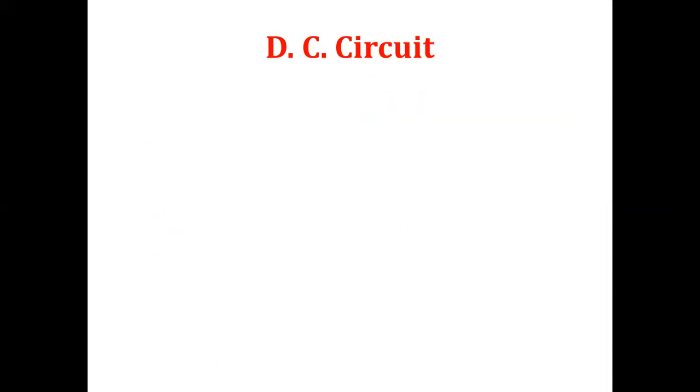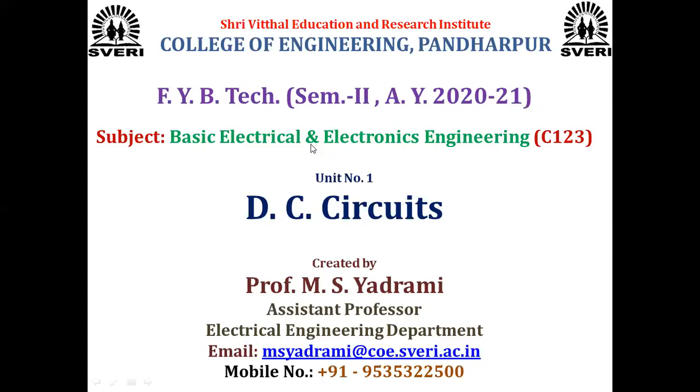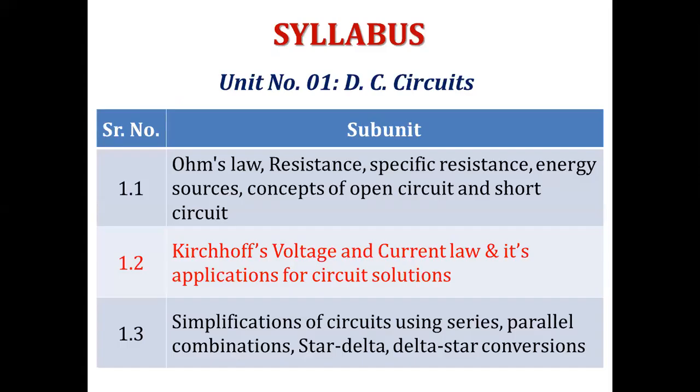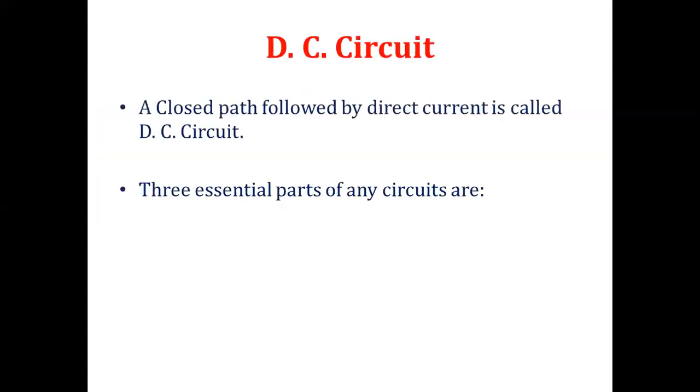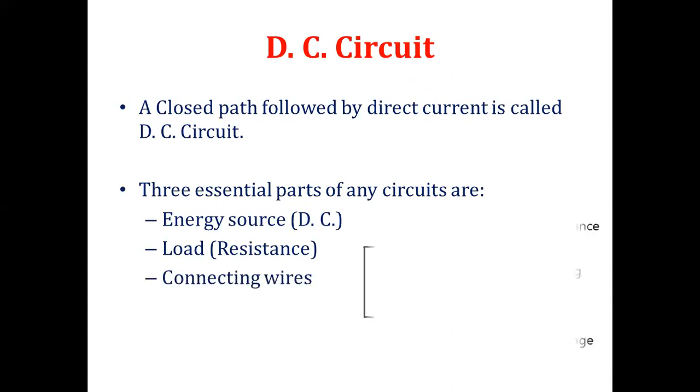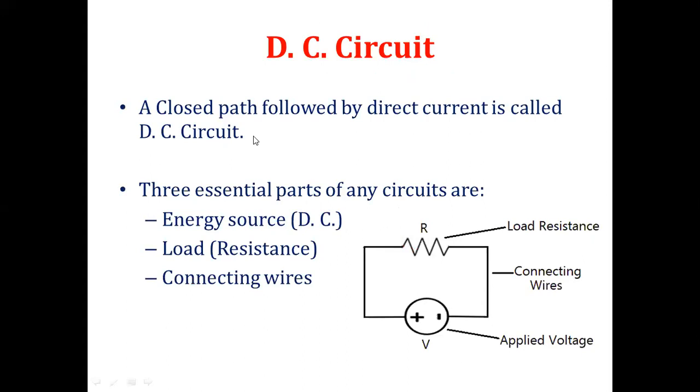So can you note down all these things? Take the heading, first unit, DC circuits, unit number 1, take down the heading. The syllabus already we have taken, no need to take the syllabus, directly you take that one. Definition of DC circuit, note this down. In double inverted commas you write: a closed path followed by direct current is called DC circuit.